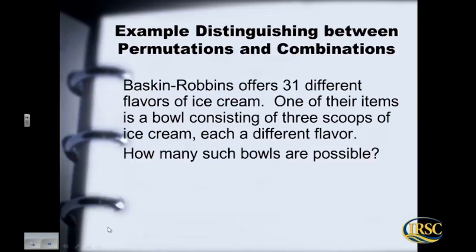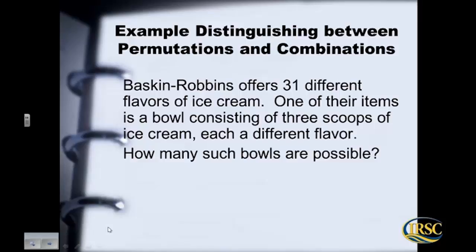Baskin-Robbins offers 31 different flavors of ice cream. One of their items is a bowl consisting of 3 scoops of ice cream, each a different flavor. How many such bowls are possible? Okay, so take a moment to think about it. What type of problem do you think this is? So think about that. Okay, so once you've chosen a flavor, you can't use that flavor anymore, and that's correct.